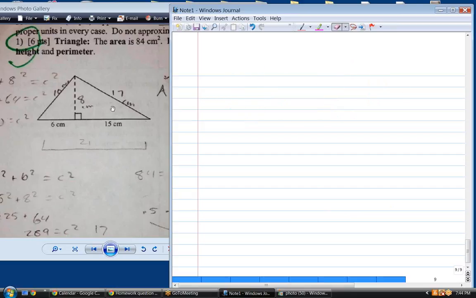So once we've labeled this whole thing, now the perimeter is quite easy. What's the perimeter going to be? Not a number so much as what am I going to do to get it? Oh, you're going to add up all the sides. Not the 8. Not the 8. The 10, the 17, and the 21. 6 plus 15 plus 17 plus 10. Okay.